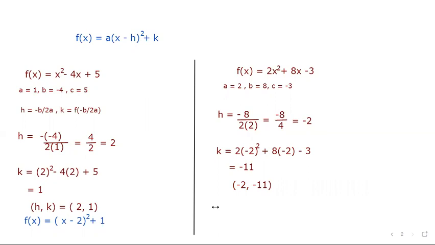So now we have f of x is equal to 2 times x plus 2 squared. Everyone needs to see why that's +2, because our formula has -h, but our h is already negative, and as we know, negative and negative make it positive. And then plus k, and k is equal to -11. So these are just two quick examples of how we put our quadratic functions into standard form.